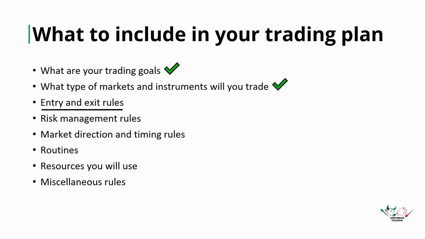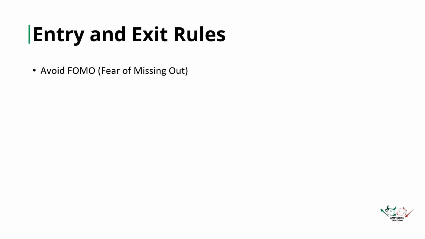Entry and exit rules are crucial for several reasons. Firstly, they help you avoid making emotional decisions like entering a trade impulsively due to FOMO or holding on to a losing trade because you're afraid to be wrong. Having clear entry and exit rules allows you to make more rational and well-informed decisions.